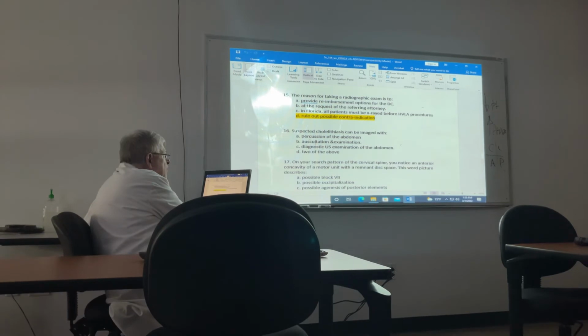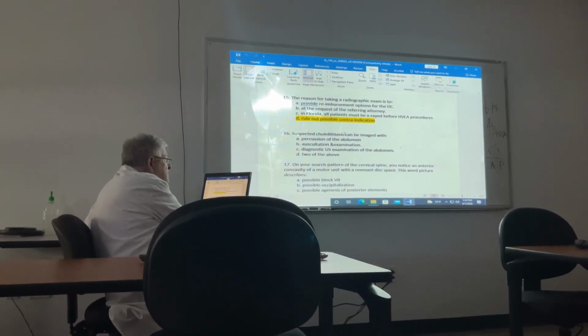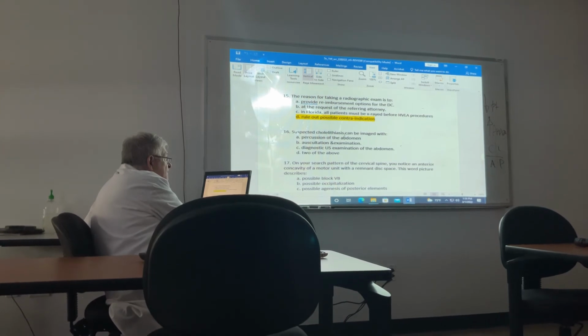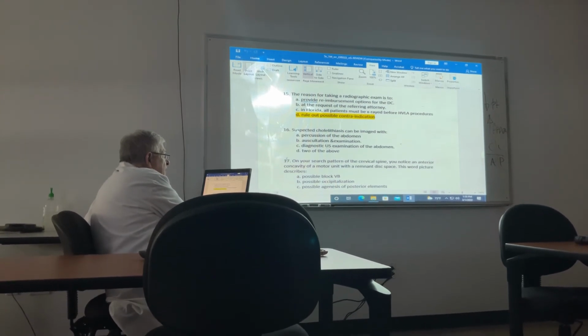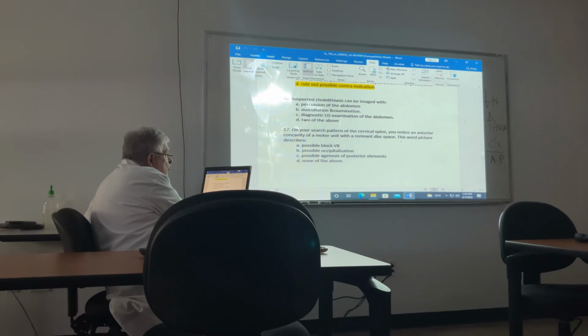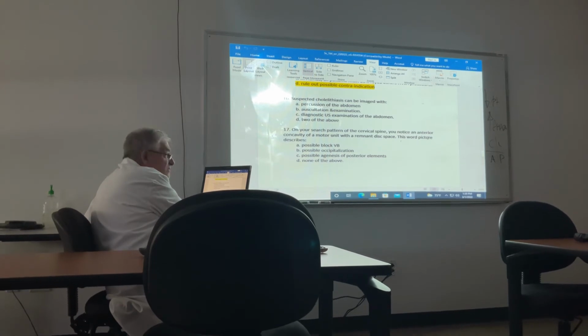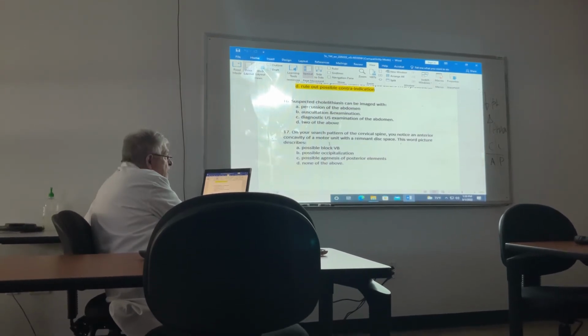Okay, suspected cholelithiasis, day one lecture. I emphasized what imaging modality? Diagnostic ultrasound. And auscultation is not an imaging modality. Would you agree with that? Yes. Okay. On your search pattern, I'm giving you anterior concavity of a motor unit, remnant disc space. The word picture is what? What's that describing? Block.